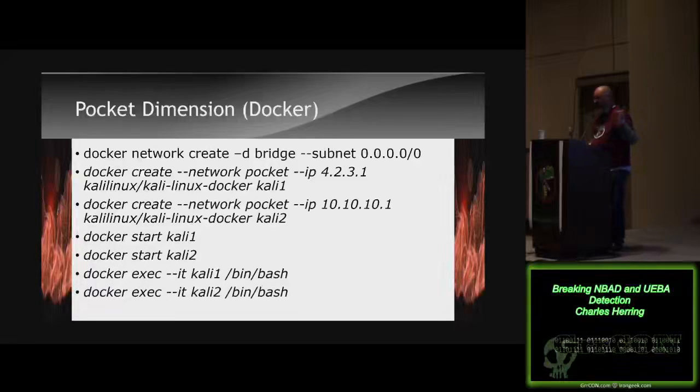You create a network bridge in Docker. It's basically going to bridge the physical interface on your machine that's connected to the network you're attacking. In this case, I created a machine with an external IP of 4.2.3.1 and internal 10.10.10.1. Start them both up, and then you have shell access to do whatever you want to do, which is generally going to be whatever absurd thing you want the security team to believe is real. So tell your lie, and then create your lie, and then the network will report it as fact.